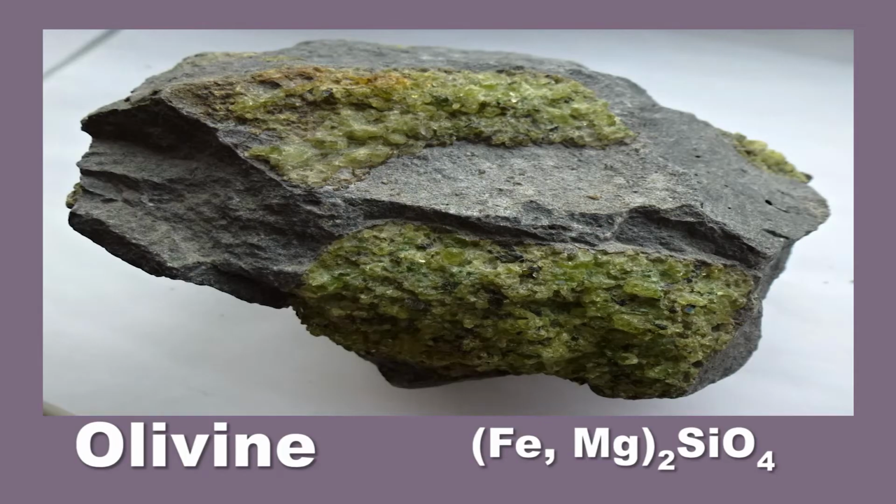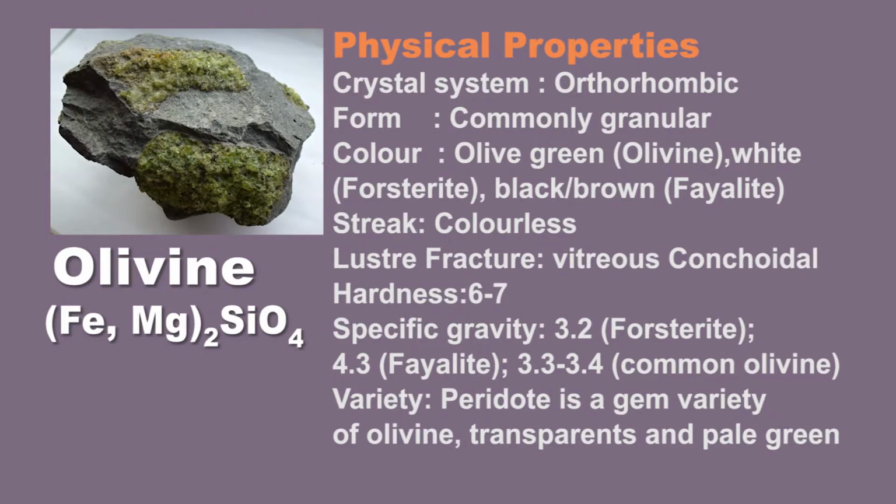Olivine, (Fe,Mg)2SiO4. Physical properties: crystal system orthorhombic, form commonly granular. Color: olivine is green, fayalite is black or brown, forsterite is white. Streak usually colorless. Lustre is vitreous, fracture conchoidal. Hardness 6 to 7. Specific gravity is 3.2 for common olivine, 4.3 for fayalite, and 3.3 to 3.4 for forsterite.